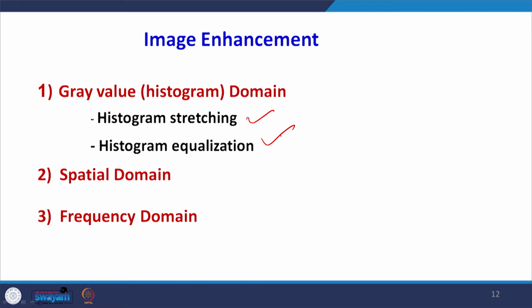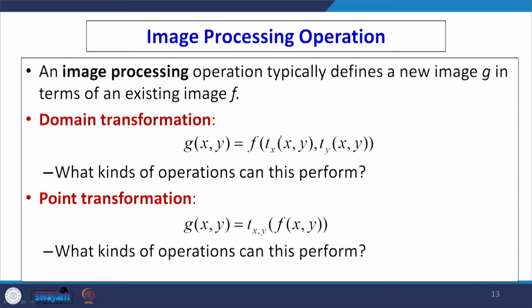Two processes we will explain here, and then there are the spatial domain and the frequency domain, which we will not deal with in this lecture, we will deal with in another lecture. So, histogram stretching and histogram equalization. The name itself suggests that in one case you are stretching the values of the histogram, and in the other case you are almost equalizing the frequency in the histogram. So let us learn what these two techniques are, where we are dealing with the gray level values and the DN values.